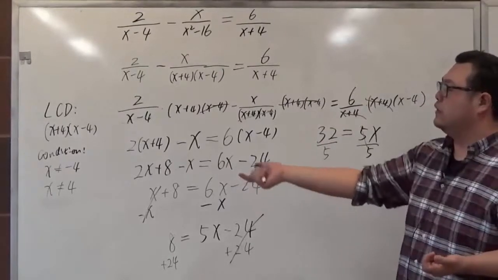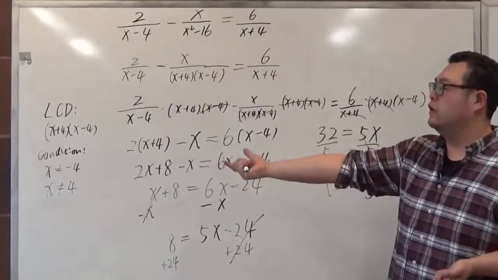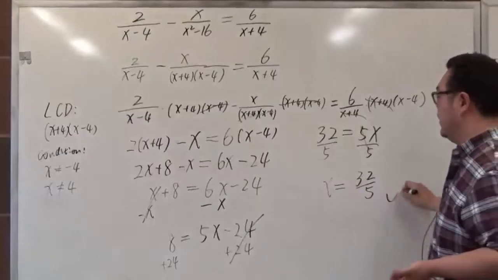And don't forget to check the condition. The condition says x shouldn't take the value of negative 4 or 4. Then this will be a good solution.